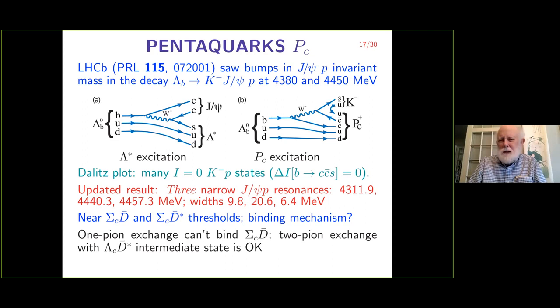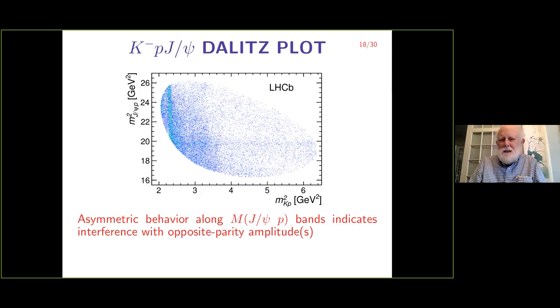Okay, next slide, we'll skip. Oh no, we'll keep this. You can see a faint horizontal band. That's the combination of the two higher P_c states. And you saw the projection in the Dalitz plot.